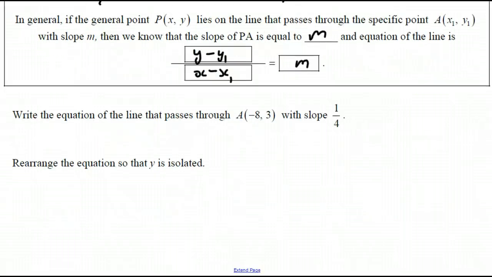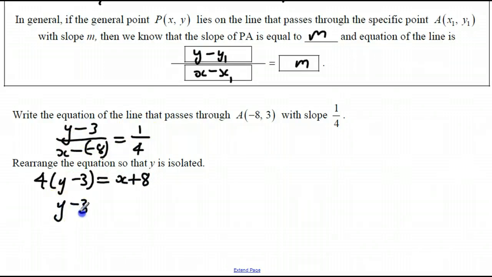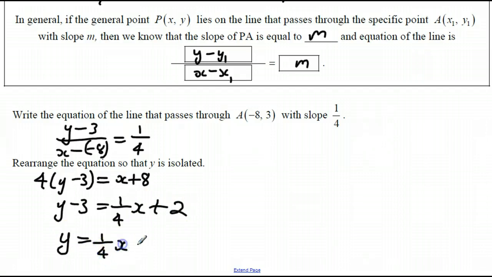Write the equation of the line that passes through A, (negative 8, 3), with slope 1/4. Okay, so we're going (y minus 3) over (x minus negative 8) is equal to 1/4. Rearrange the equation so that y is isolated. So that'll be 4 times (y minus 3) is equal to x plus 8. Okay, we get the 1 here, so then that's plus. So y minus 3 is equal to 1/4 x plus 2, and y is equal to 1/4 x plus 5. Okay, so just a little rearrangement, and there we go.